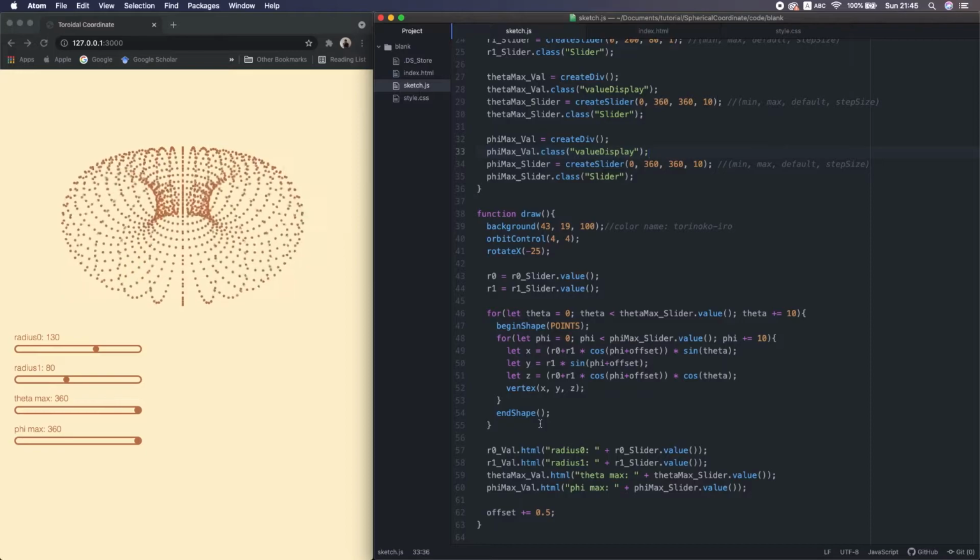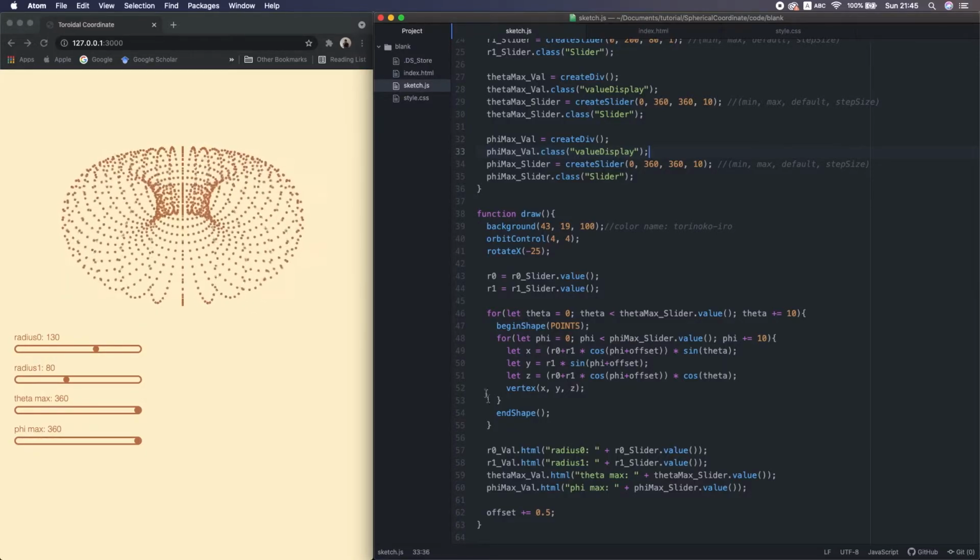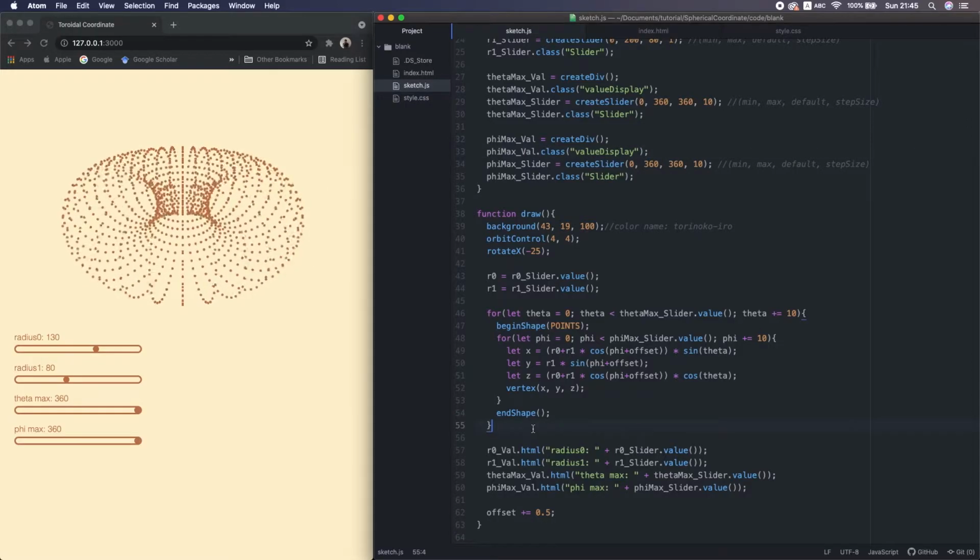I'm gonna show you another recipe of the donut. It's a little bit different, but it's very interesting. So let's separate this recipe into a function.